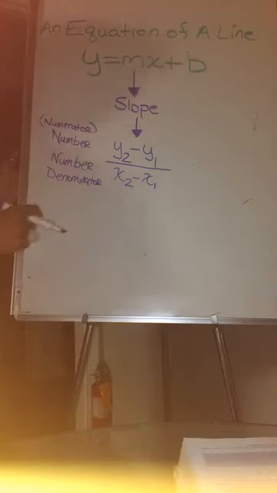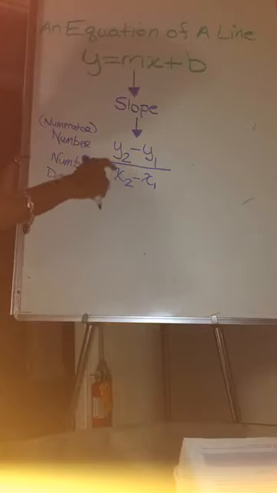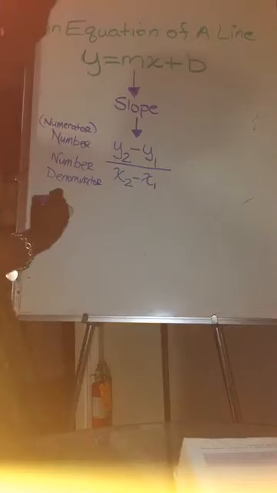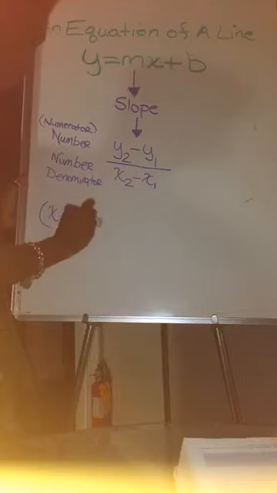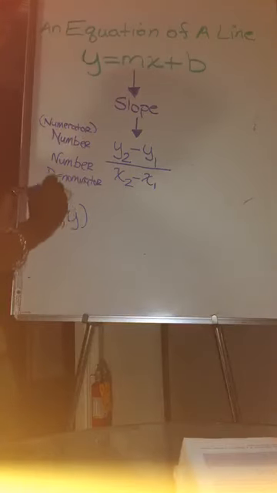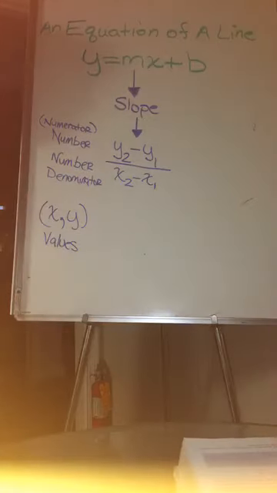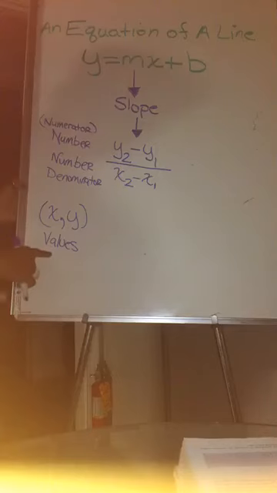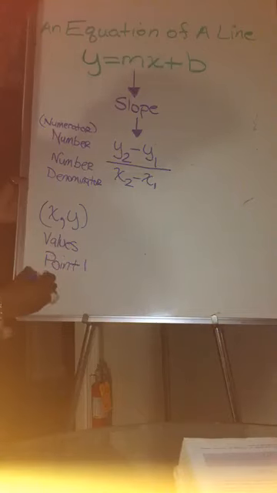So m represents the slope, and the slope comes from your x and y values. These are your numbers. They are also called your values or your numbers, unknown, where they have to give you some numbers or you can solve for it. So these are called your values sometimes, and it's also called your point. It could be point 1 or it could be point 2.